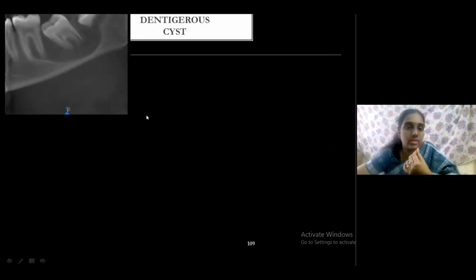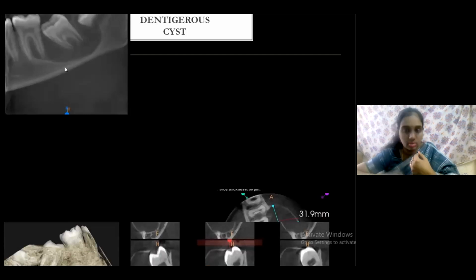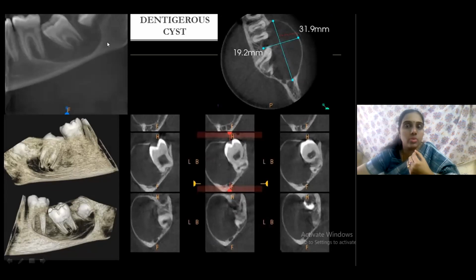This is a case of dentigerous cyst. The OPG view clearly shows that there is a huge lesion in the posterior mandibular region. But just see the axial section, how much more information you can gain with these images. You could see that there is ballooning expansion of the buccal cortical plate, which is definitely not seen in this 2D radiograph. And you can even measure the size of the lesion, and you can even do cross sections of each tooth. What is the relation of this lesion to each tooth?